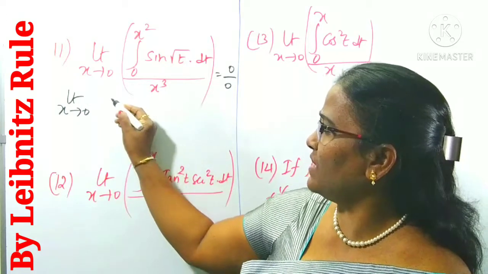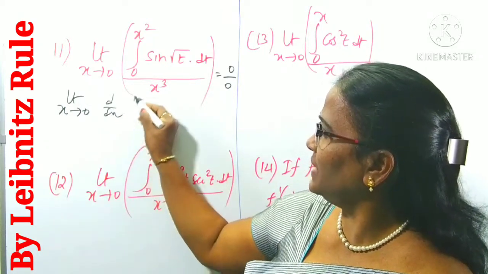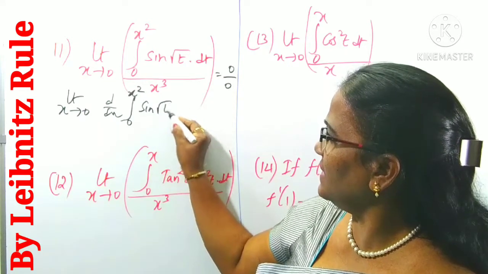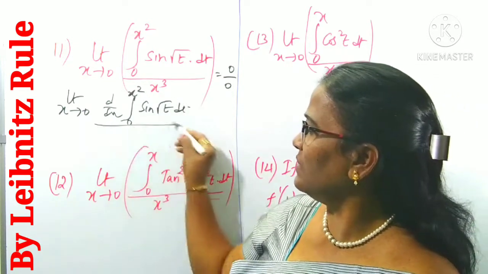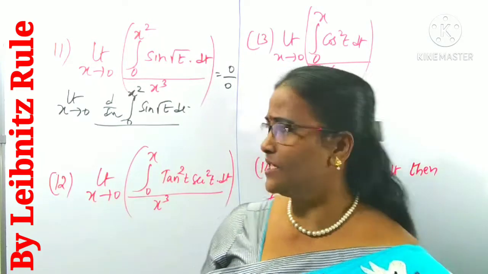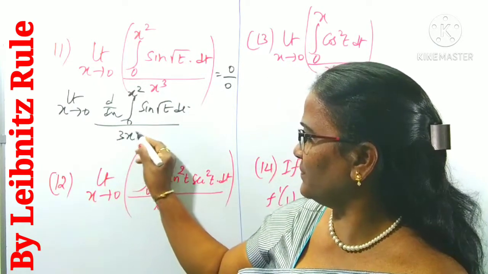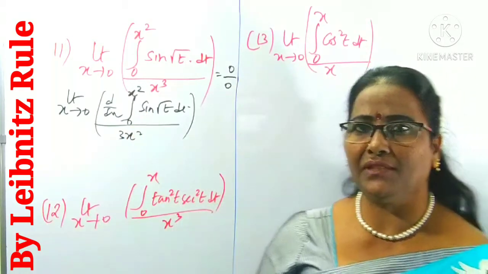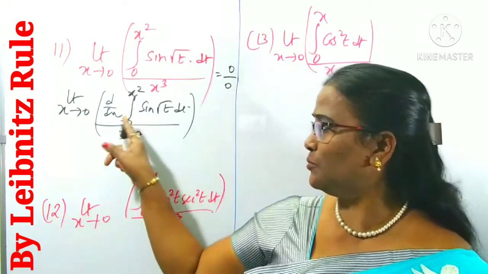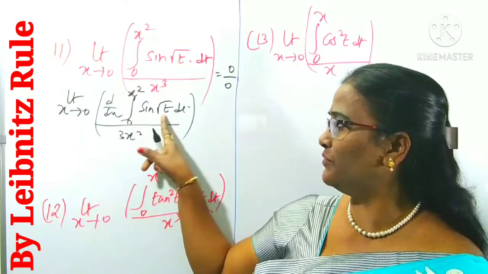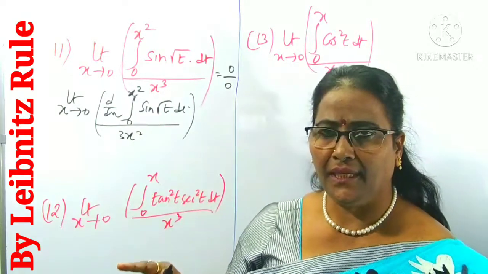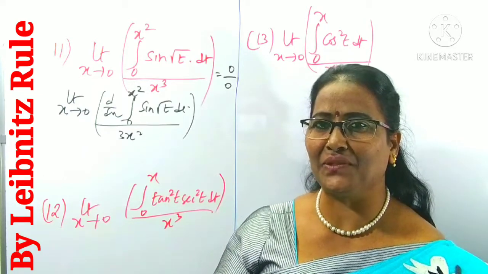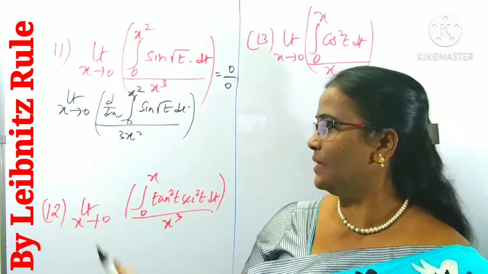Now we have to take d by dx of the integral 0 to x square of sin root t, as it is, upon the denominator x cube. What is the x cube derivative? 3x square. Now what you can observe is that the numerator is in the form of the derivative of the integral of f of x from g of x to h of x. For that, what do you have to use? We can use the Leibniz rule. What is that Leibniz rule?